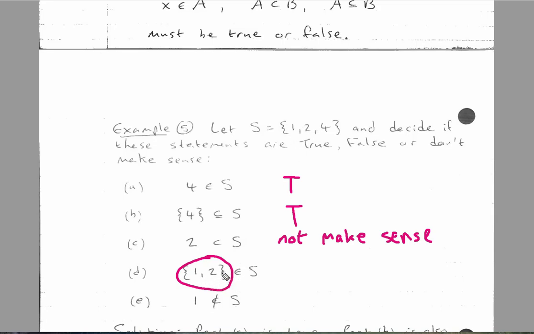All right, I hope you can see that. So this one object, this set, is not in here. So this is false. All right, so the set containing 1 and 2 is not in this list. So it's not an element of S.